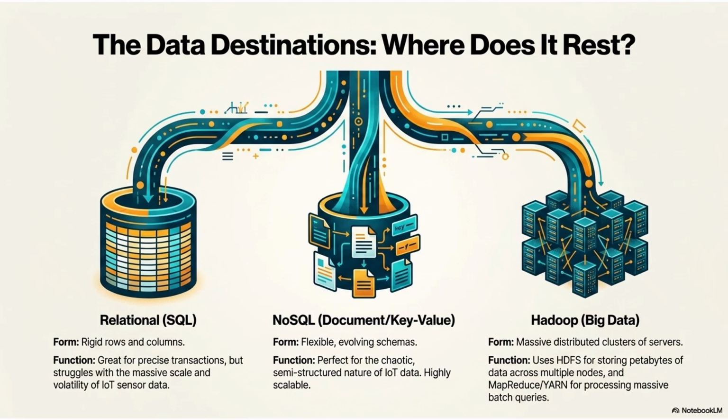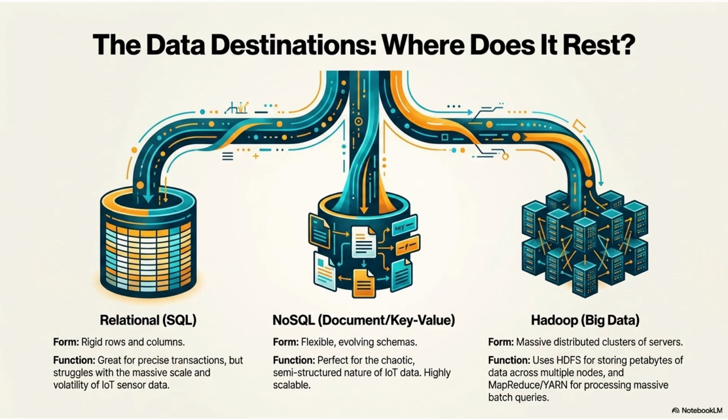The data could be stored in the IoT mainly in three places. Relational databases, which contain the structured data, using the SQL language to deal with. It's great for taking the sensor data, but it's preferred not to fill it with a huge amount of data. Next, we have the NoSQL databases, which contain the semi-structured and the unstructured data. It's more flexible, with evolving schemas. And last, we have the Hadoop for big data. It's a massive distributed cluster of servers. Usually, it uses the HDFS for storing petabytes of data across multiple nodes.